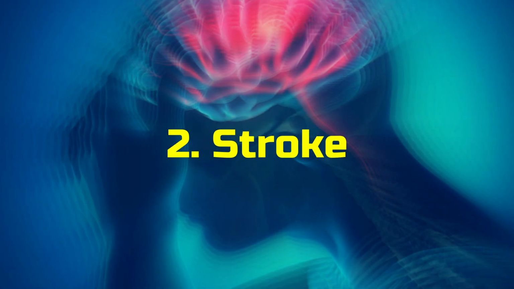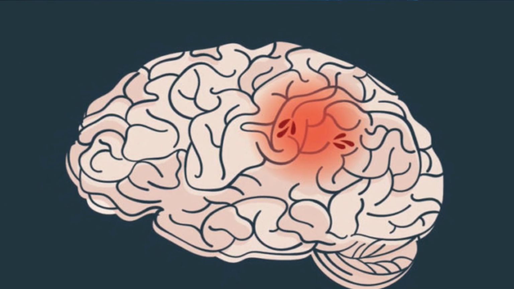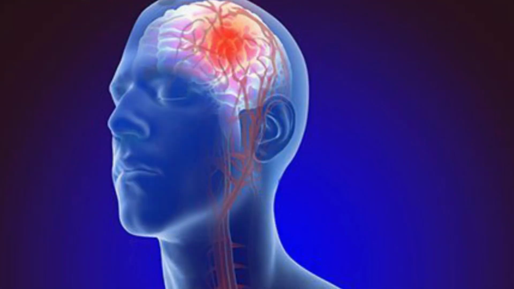Number 2. Stroke. It is referred to as the damage to the brain from interruption of its blood supply. A stroke occurs when the blood supply to part of your brain is interrupted or reduced, preventing brain tissue from getting oxygen and nutrients. A stroke is a medical emergency and prompt treatment is crucial.